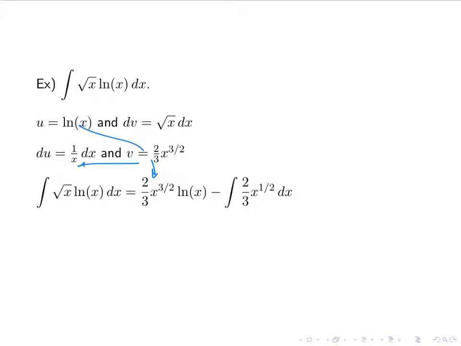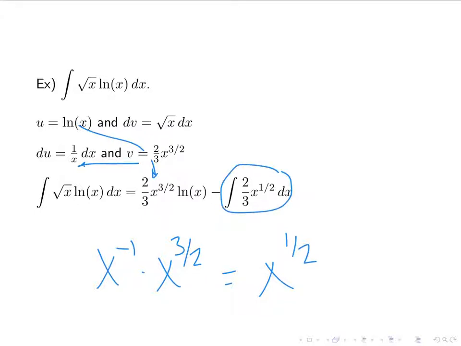Notice I have 1 over x times x to the 3/2. So remember that is x to the negative 1 times x to the 3/2. I add those exponents together, and that's how I get x to the 1/2. So you always have to make sure you're simplifying your v du. So we just have the coefficient of 2/3 and then x to the 1/2. And again, this new integral, much easier to integrate, right? That's just the power rule. You did that in Calc 1.